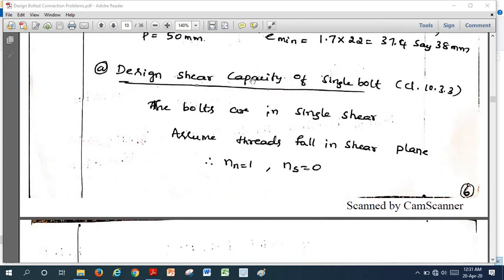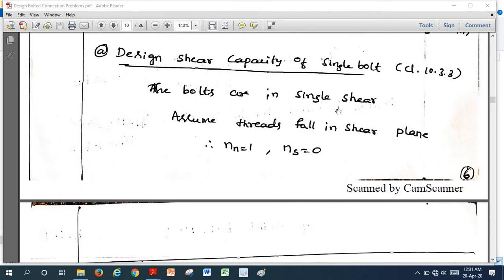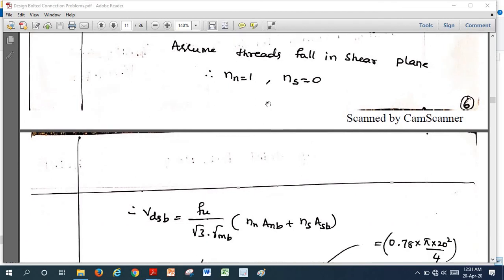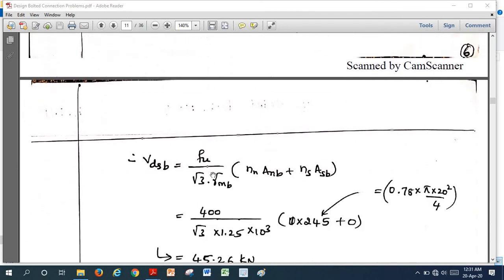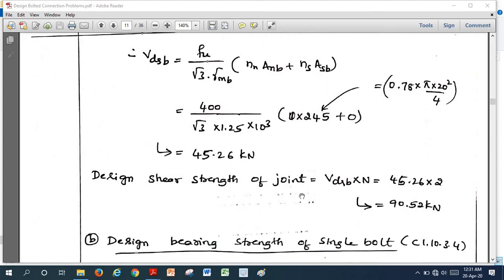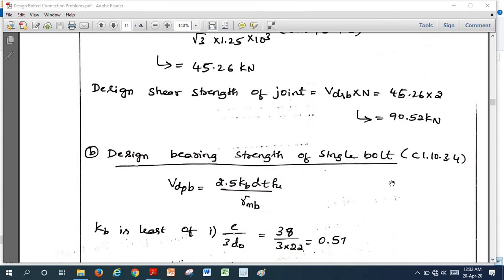First we should calculate the design shear capacity of a single bolt according to 10.3.3. Since the bolts are in single shear, assume the threads fall in the shear plane. In the exam, you can also assume the shank portion falls in the shear plane: n_n equal to 1, n_s equal to 0. If we substitute all these values, we get 45.26 kN. So the design strength of the joint, since there are 2 bolts falling in the pitch, is 45.26 into 2, which gives 90.52 kN.